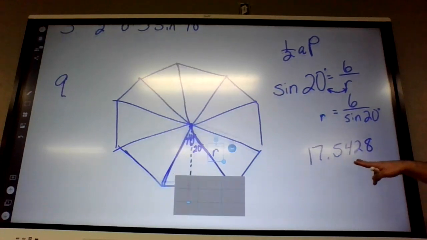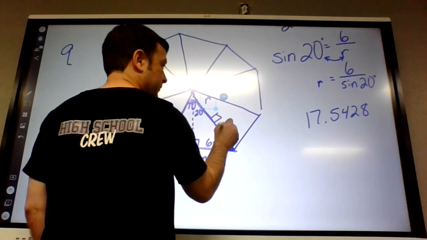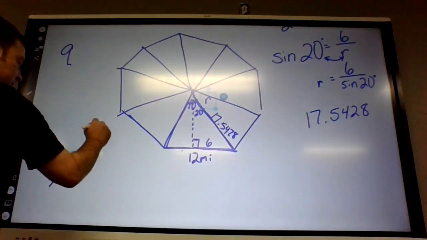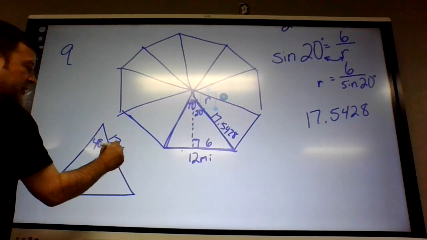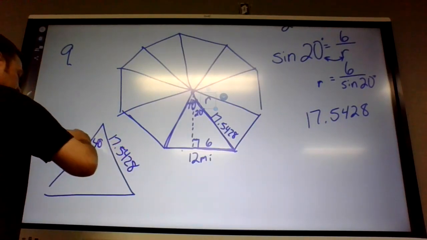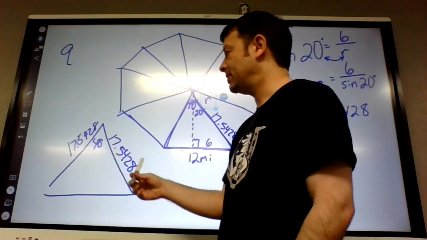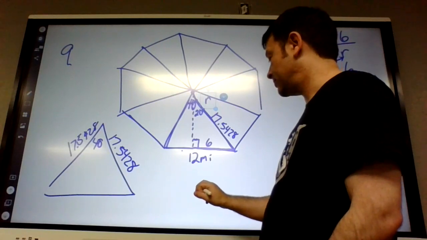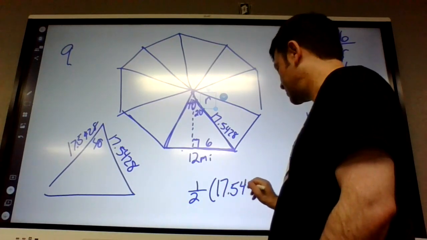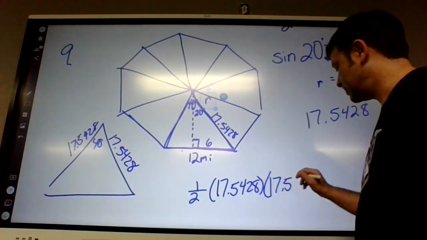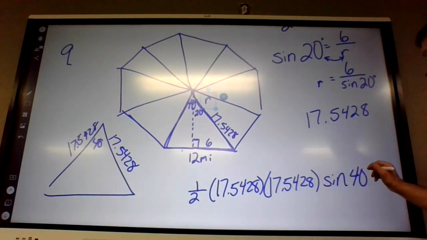So this thing, the radius, 17.5428. So we have a triangle right here that has a 40-degree angle and then a 17.5428 on each side. Okay, so that's enough information. We have side angle side. That's enough information to use our little formula from the front page. So it's 1/2 times side times sine of the angle.